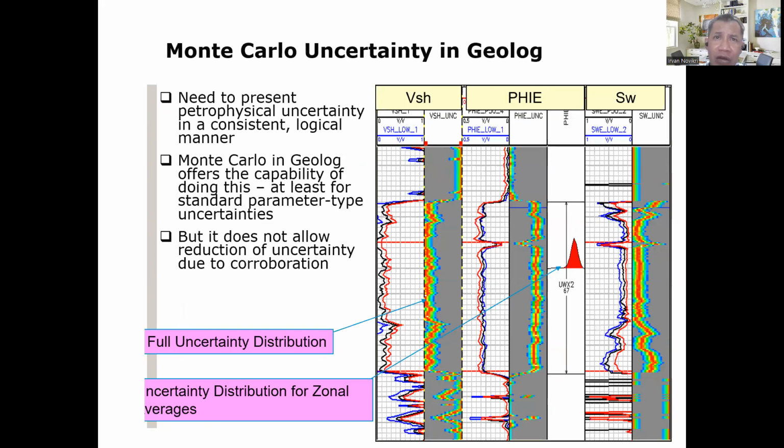Now we talk about Monte Carlo uncertainty in geology, referring to the utilization of Monte Carlo simulation techniques to represent the uncertainty related to the petrophysical properties in a consistent and logical manner. This kind of approach allows for the assessment of standard parameter type uncertainty, but it doesn't account for reduction of uncertainty through corroboration. It's also mentioned that it covers the representation of the full uncertainty distribution and the uncertainty distribution for the zonal average.